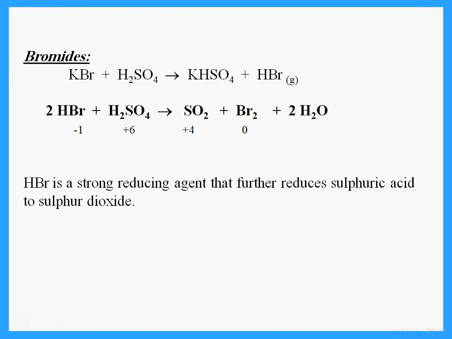But then if we do bromide, actually the HBr that comes out from the reaction goes back and reacts again with sulfuric acid because it is a stronger reducing agent. So it reacts again with sulfuric acid, and what we end up with is sulfur dioxide and bromine. So remember, with chloride, we get only HCl. With bromide, the HBr reacts again to give SO2 plus bromine.